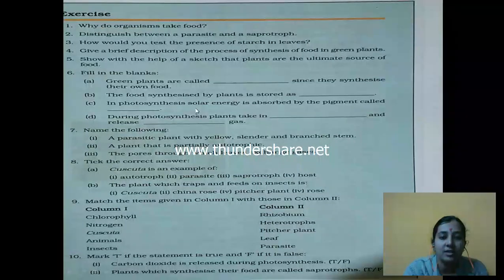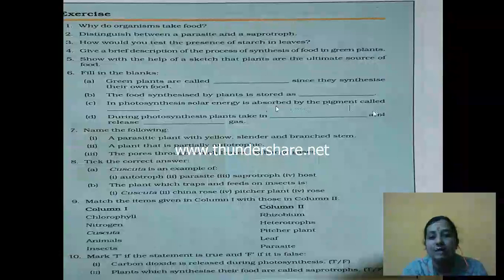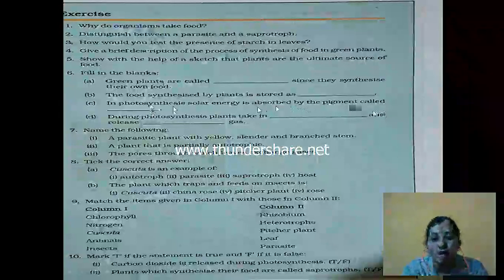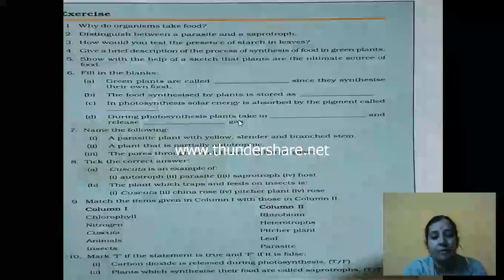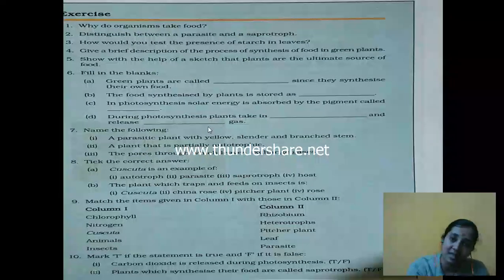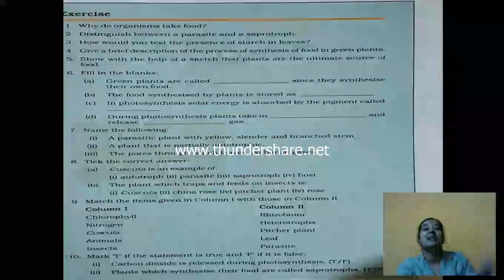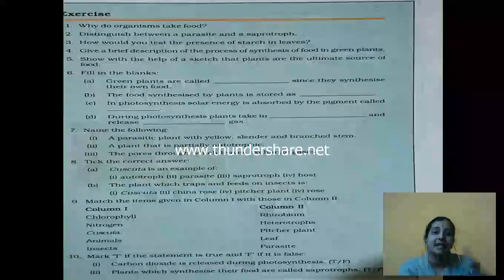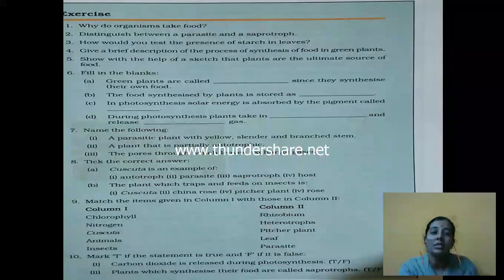In photosynthesis, solar energy is absorbed by the pigment called chlorophyll. What is it called? Chlorophyll. During photosynthesis, plants take in dash and release dash gas. Yes, this is very important. The plants during photosynthesis take carbon dioxide inside and release oxygen. What do they release? Oxygen.